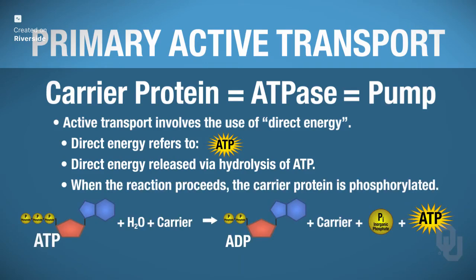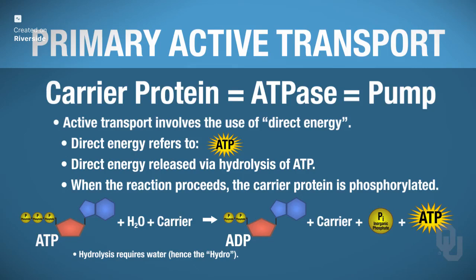Here we have ATP, and here's our carrier protein involved, which remember also functions as an enzyme and a pump. And so in this hydrolysis reaction, we're losing a phosphate. It requires water, and hence it's called hydrolysis. So we use water to do this. We lose a phosphate from the ATP, adenosine triphosphate, which knocks it down to ADP, adenosine diphosphate, and that phosphate that's released is now bound to the carrier. You'll see a closer example here in just a moment.